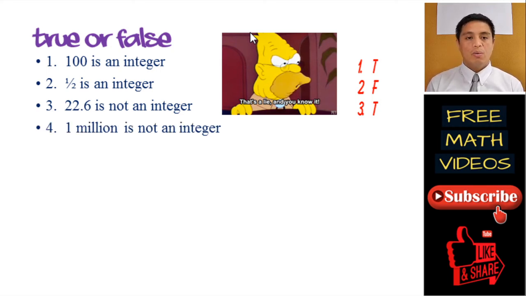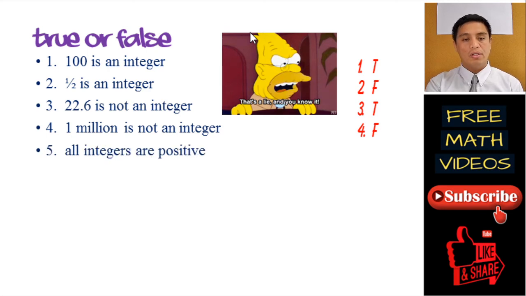Number 4, 1 million is not an integer. Okay, that's false. Because no matter how big the number is, that is still an integer as long as it is a whole number or the negative of that whole number. So 1 million is 1 with 6 zeros. So there are no decimal digits in that number, and it is not a fraction. So it is an integer. So number 4 is false.